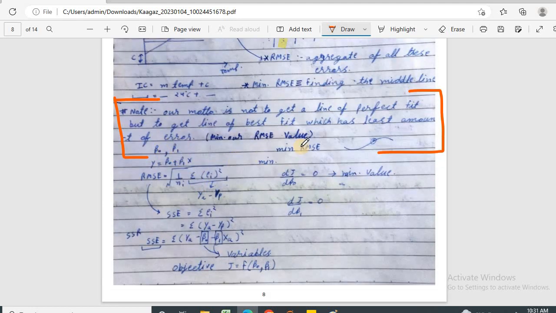So how will we get minimum RMSE? We need to calculate this for all of these. For example, y equal to beta naught plus beta 1 x, so we need to calculate our beta naught and beta 1 values for minimum RMSE. If we talk about the RMSE value, here we have 1 by n summation of error squared, under root. So what is error? Y actual minus y predicted.